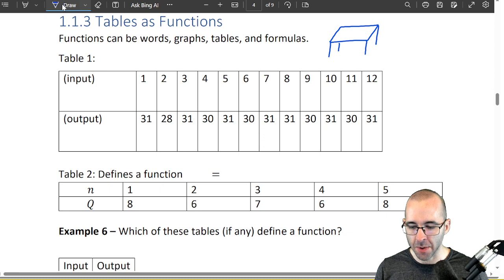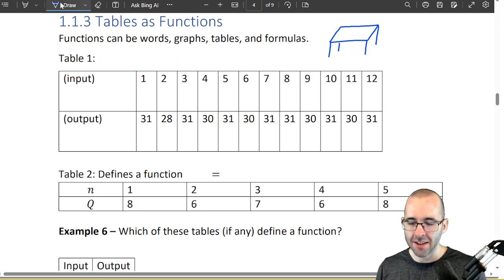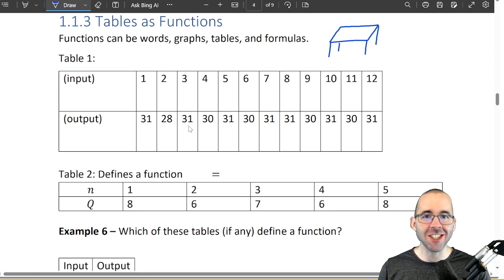So let's look at this first table, which has some kind of input. Everything up here is the input, and it has a bunch of outputs. At a guess, what do you think these inputs and outputs represent? The first thing has 31, the second thing is 28, then 31. Hey, March did have 31. Oh, I spoiled it. Hey, this is the month.